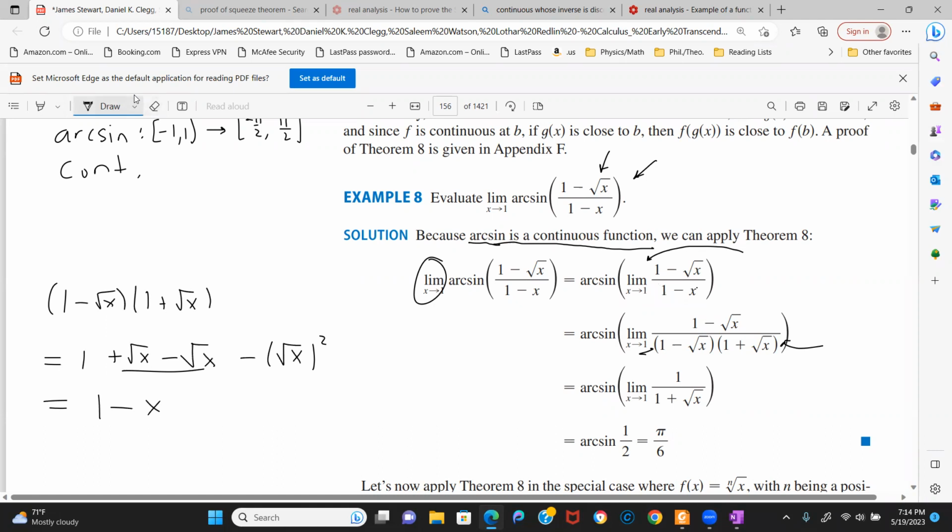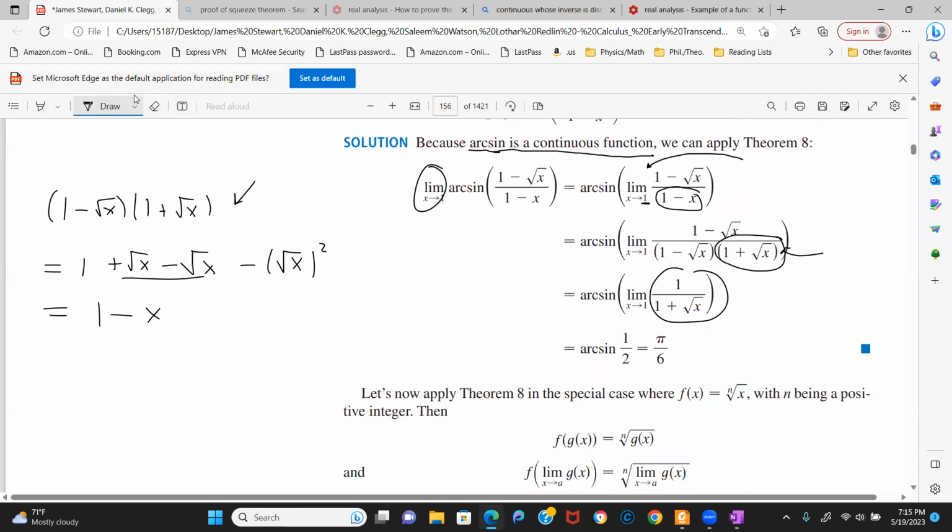So the way to avoid this 0 over 0 problem when you plug in 1 is to factor the 1 minus x in this way. And this is a verification that this is a correct factorization. Then the numerator cancels with this term right here, and all you're left with is 1 over 1 plus square root of x. And now we can use the substitution property. We can just plug in 1 to get 1/2. So we have arcsine of 1/2, and if you consult your unit circle, that's how you get pi over 6.